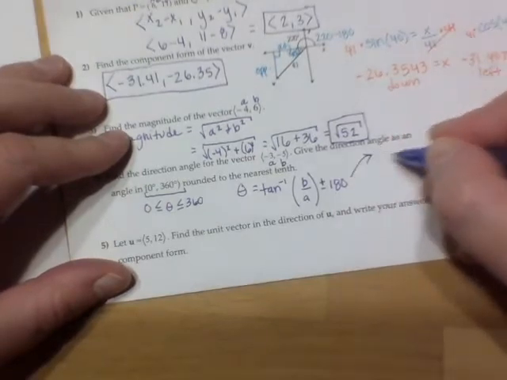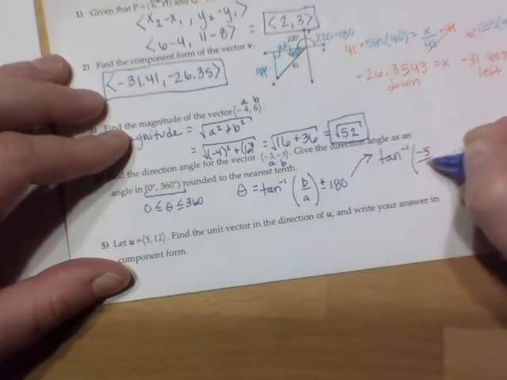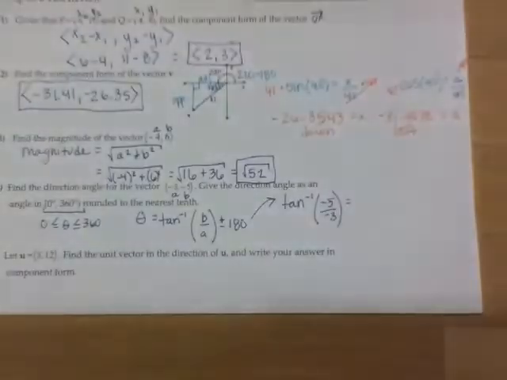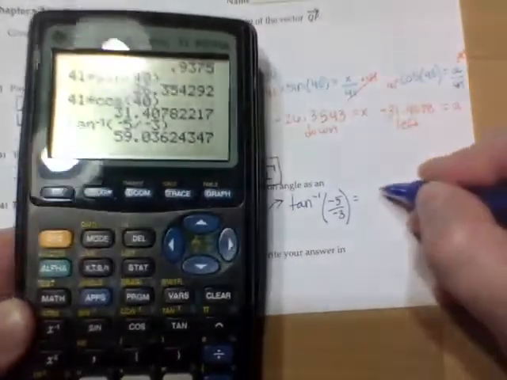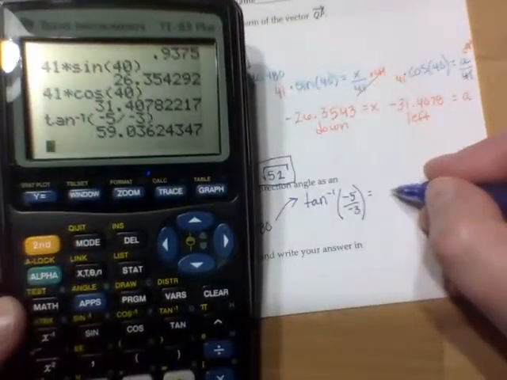So plugging that in, we're going to get tangent inverse of negative 5 over negative 3. And tangent inverse of negative 5 over negative 3 in degree mode leaves us with 59. Remember, we're rounding to the nearest tenth, so 59.0.